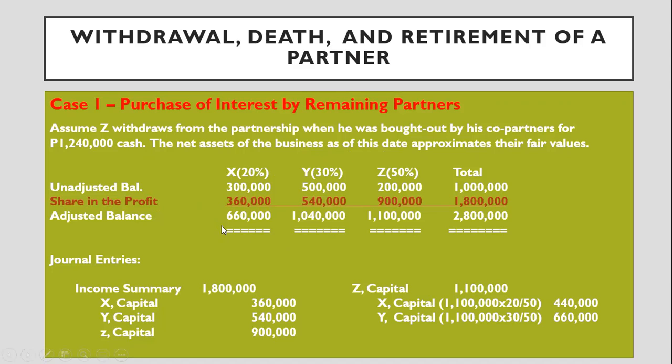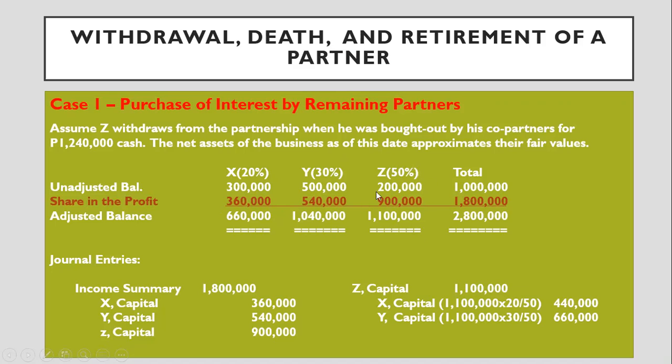Before we record the withdrawal of partner Z, we need to share first the profit of the partnership. The profit is 1,800,000. To share, we make use of the P&L ratio, so just multiply it with the P&L ratio. So 360 for X, Y 540, and Z 900,000. These are their adjusted balances after the sharing. X now will have 660, Y will have 1,040,000, and Z we have 1,100,000.